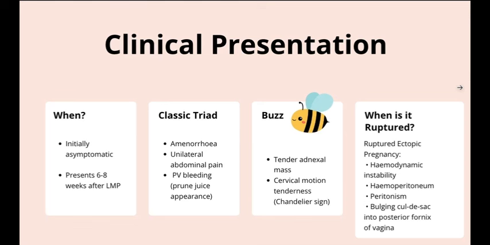Some other buzzwords that you might see are tender adnexal mass and cervical motion tenderness or chandelier sign. So when you touch the cervix area on a speculum exam, it would be very, very painful. In terms of ruptured ectopic pregnancy, this is obviously more serious, and signs would be hemodynamic instability, peritonism, and also bulging into the posterior fornix of the vagina.